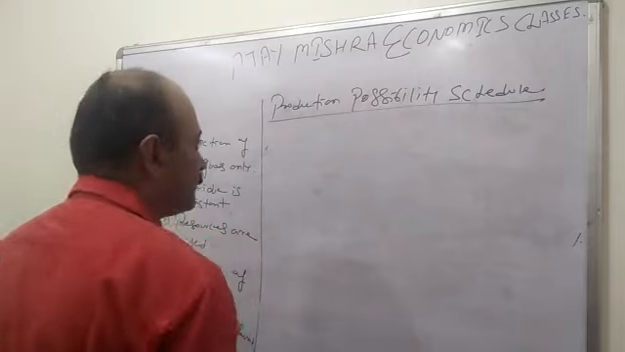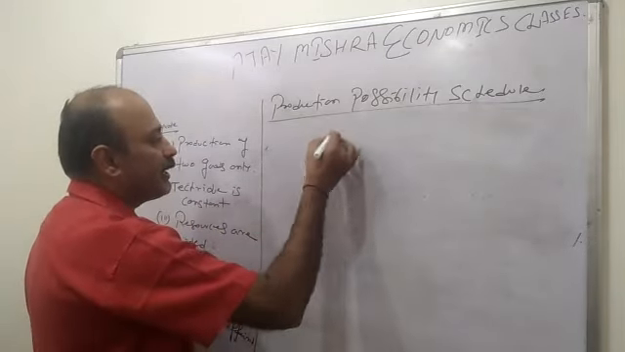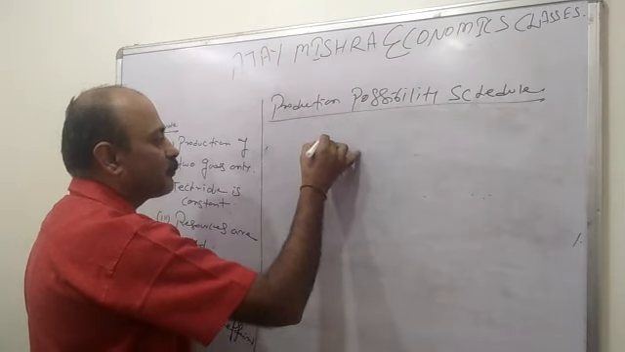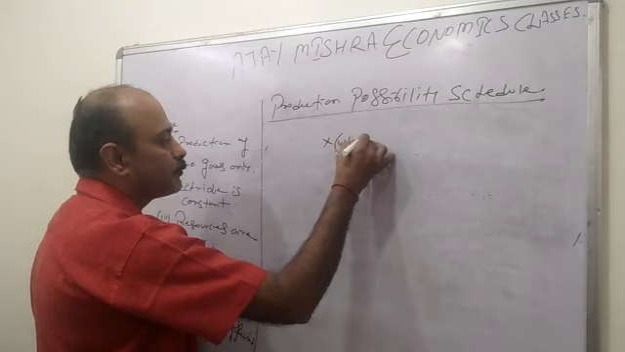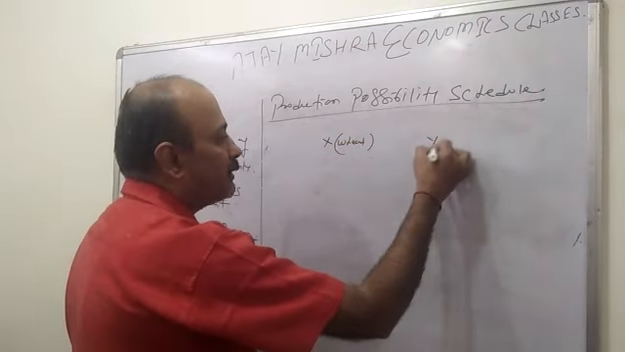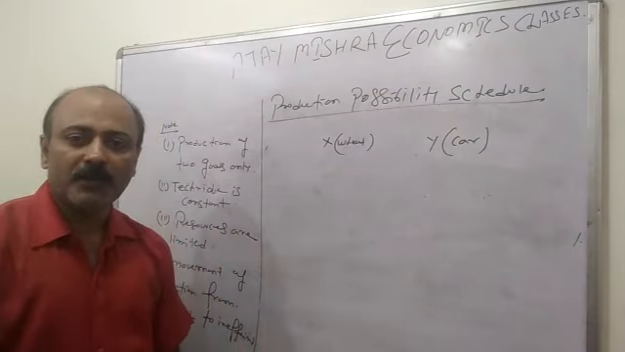Now coming to the point. So already we know the resources are limited. So we are taking fixed resources for production of two goods. X is the production of wheat and Y is the production of car. Y is the production of car.